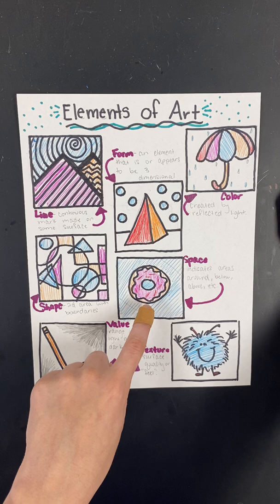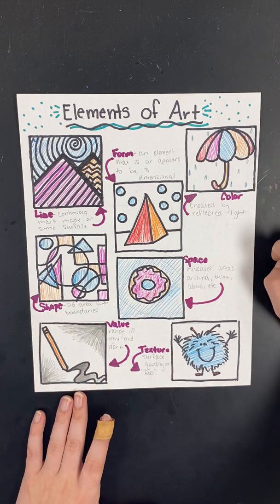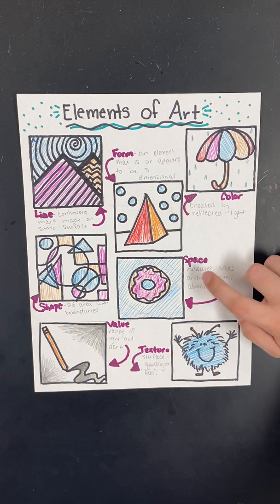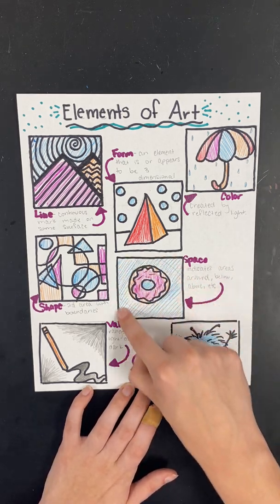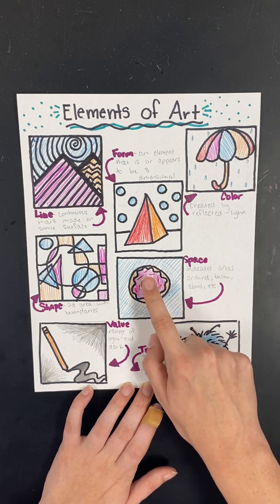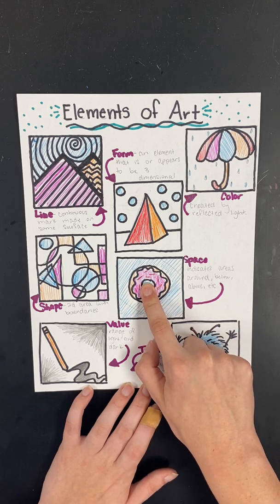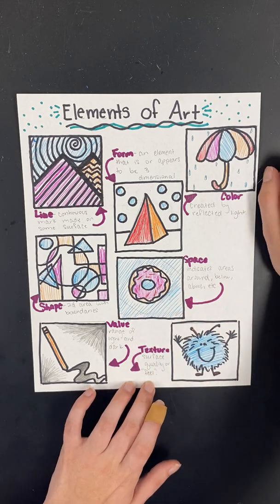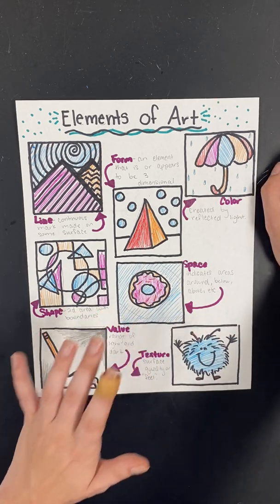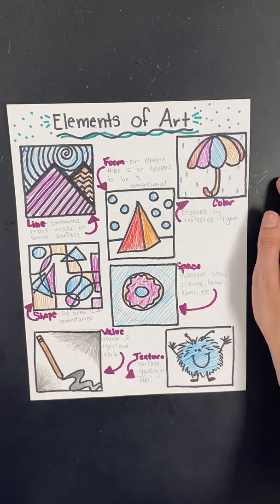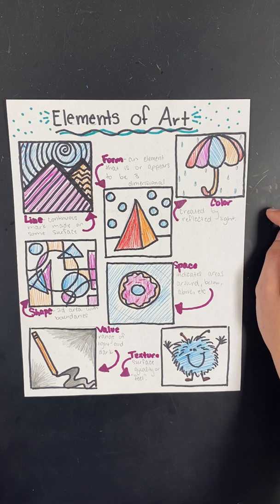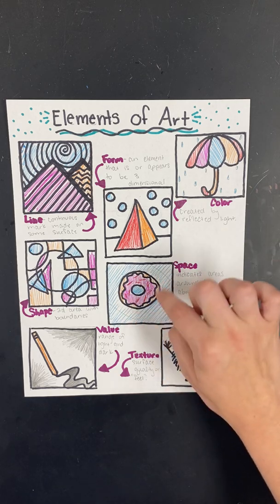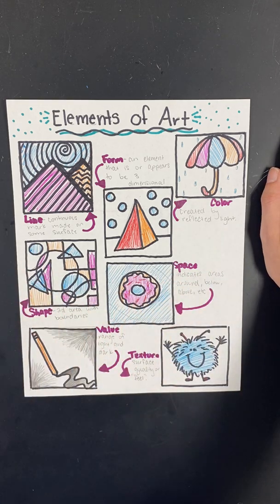For space, space indicates areas around, below, above, between, within something, all those words. So I drew a donut because there's space around the donut as well as in the middle of the donut. There's negative space in the middle because there's a hole cut out. So space, that's the main one people struggle with on this project. Try to think about things with space in them, chairs with cutouts, try to come up with a different idea than I came up with.